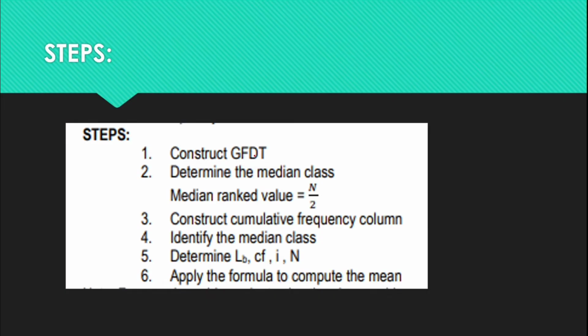Okay, so let's have the steps. First, construct a grouped frequency distribution table if not yet constructed, and to determine the median class, find the median rank value, which is n over 2. Construct a cumulative frequency column, identify the median class, determine the lower boundary, the CF, the i, and the total number of frequencies, and apply the formula to compute the median.